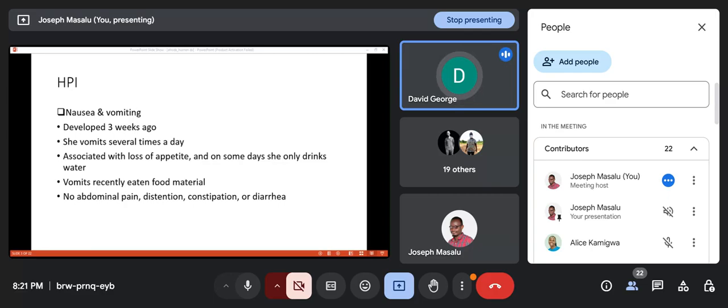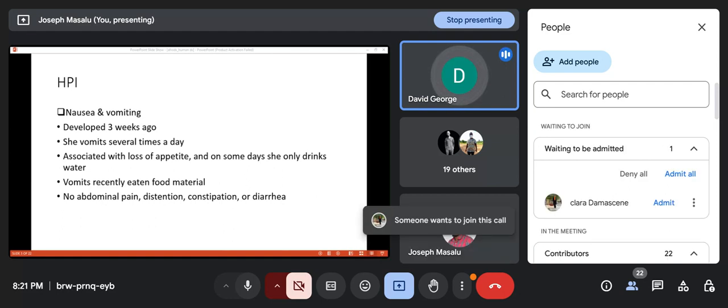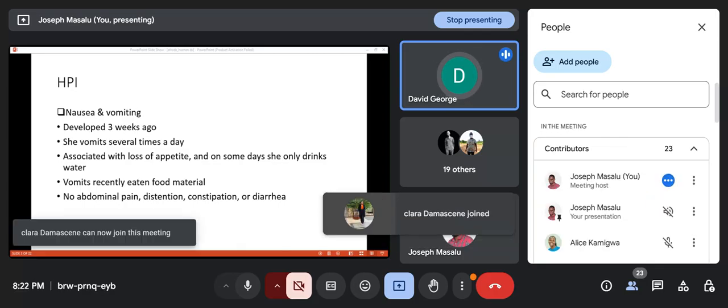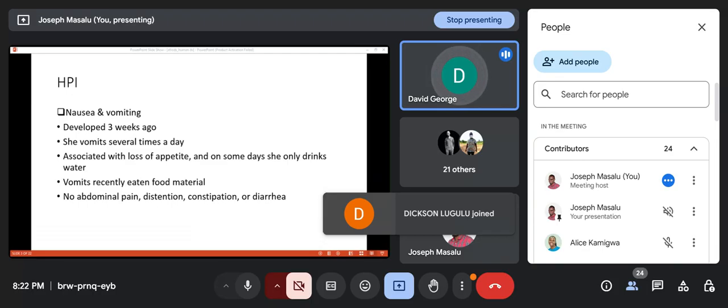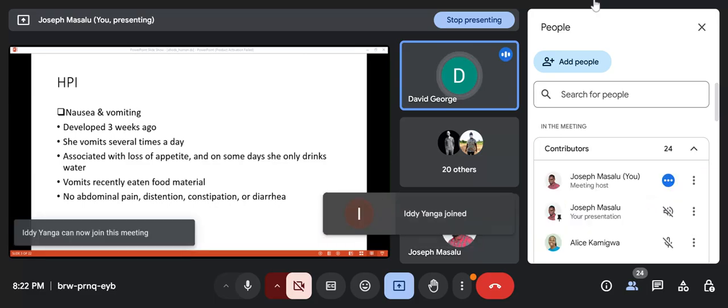So for some things, 2 weeks is still considered acute, but then a 3 weeks history. So just to avoid confusion, we could say this is in the subacute territory, but you can also think of it as an acute to subacute presentation, 3 weeks. And then she vomits several times a day. There is loss of appetite. And on some days, she only drinks water. Vomits recently eaten food material, and then there is no abdominal pain, no distension, no constipation, no diarrhea.